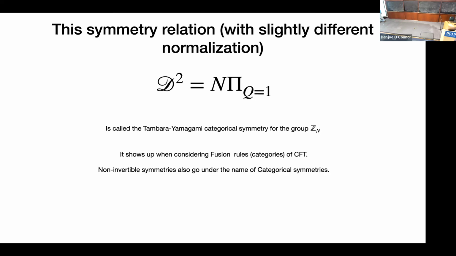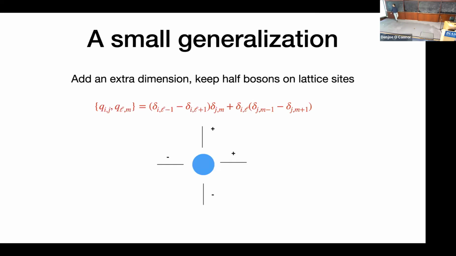But that rescaling with this factor of n for some other reason, this is called the Tambara-Yamagami categorical symmetry of the group Cn. And a lot of the papers on non-invertible symmetries are exactly about this relation, which is the same one I showed you, but with a slightly different normalization. And it shows up when considering fusion rules with categories and CFTs. Okay. So non-invertible symmetries used to have different names. Other than Kramers-Wannier duality or T-duality, they're also known as categorical symmetries. So a lot of the name non-invertible symmetry is a new name for something that has had very many different names in the past. Okay.